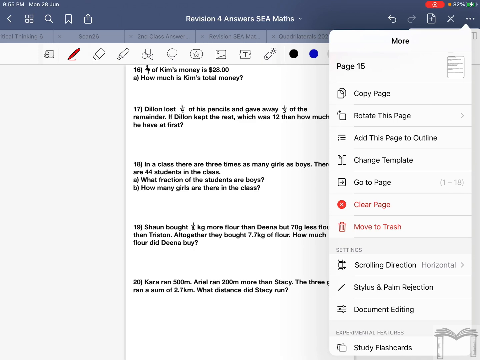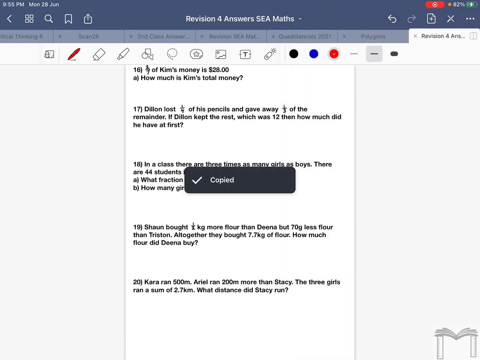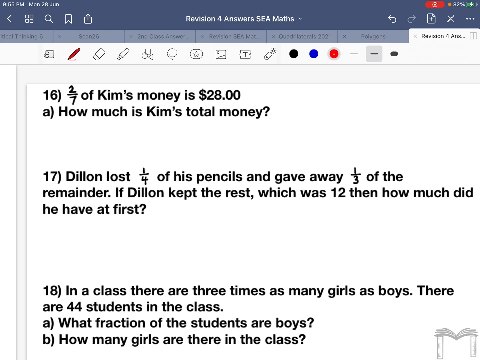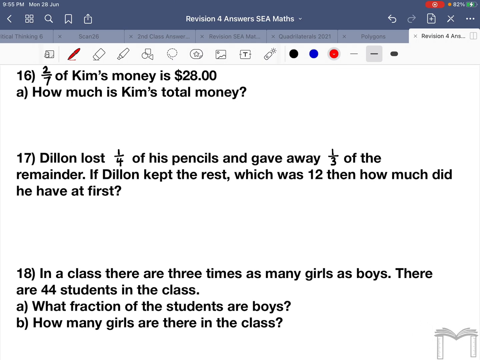Numbers 16 to 20. Please attempt the questions before we begin. Number 16. 2/7 of Kim's money is $28. How much is Kim's total money?